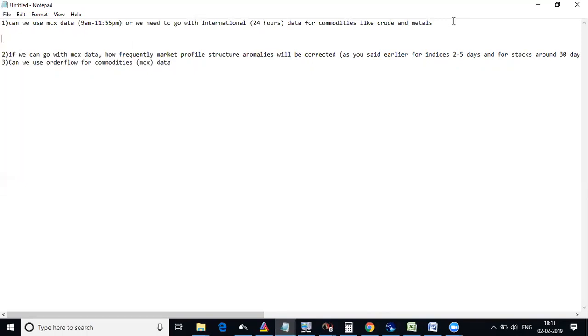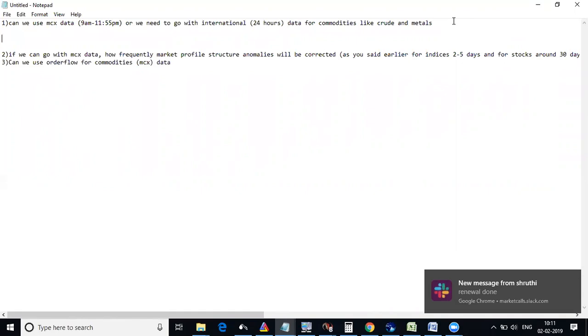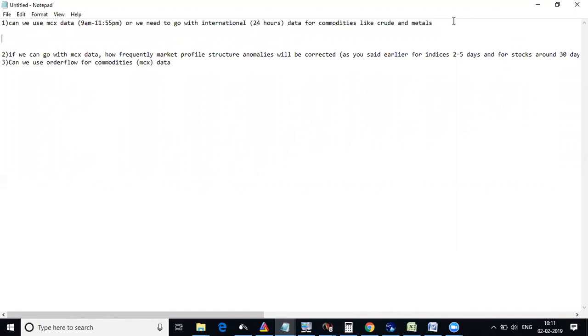The second question is, if you can go with M6 data, how frequently will market profile structure anomalies be corrected? See, I don't trade M6 crude, and I don't watch it very often, at least from the profile perspective. I believe the same market profile principles are applicable to stocks, MCX, and currencies. No matter what, the principle is applicable to any number of data points. But if you ask me whether the anomalies will get cleared in 2 to 5 days, you need to observe it. There are no shortcuts here.